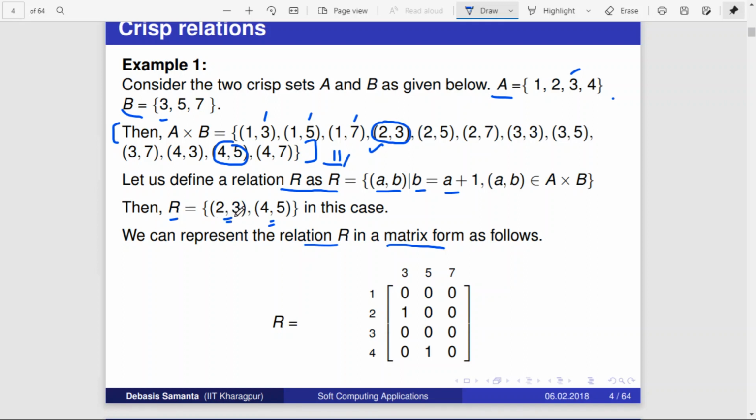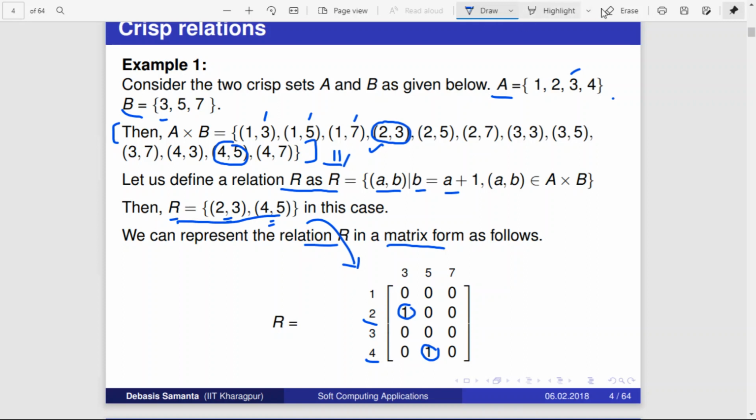Okay. So 2 comma 3, what is 2? This is 2 comma 3. So this position we are filling with 1, and then 4 comma 5. So this is 4 comma 5. So this position we are filling with 1. Remaining all are filled with 0. Right. So this is how this relation can be represented through a matrix.